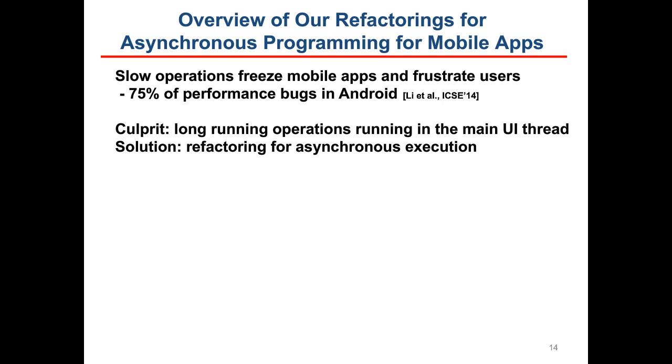It's one of the leading causes for performance bugs, the majority of performance bugs in Android. So the main culprit is long-running operations, which run in the main UI thread and block the UI thread, so it cannot respond to other user activities. The solution is to refactor the code to push these long-running operations asynchronously in other threads, and call back into the main thread with the result of the computation.